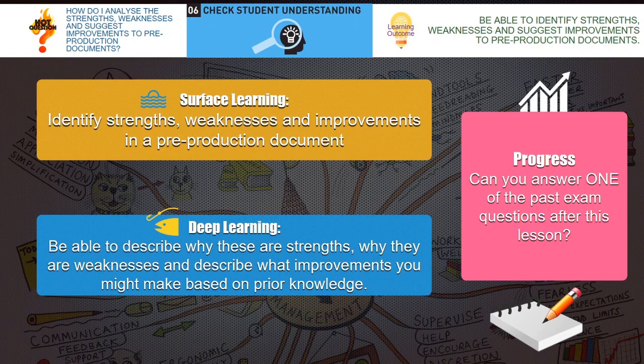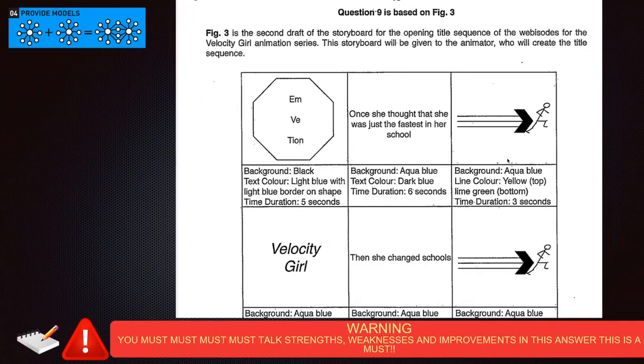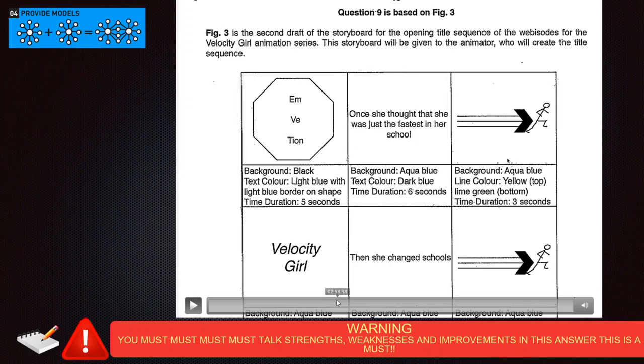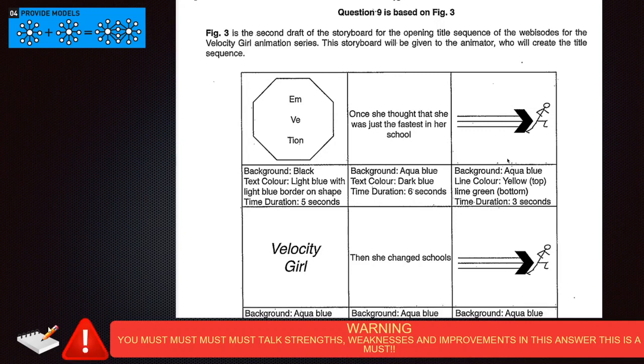Okay, so we're going to watch a little video clip now. Just bear in mind that you must talk strengths, weaknesses and improvements in this answer. This is a must. So I'll watch a video clip now.